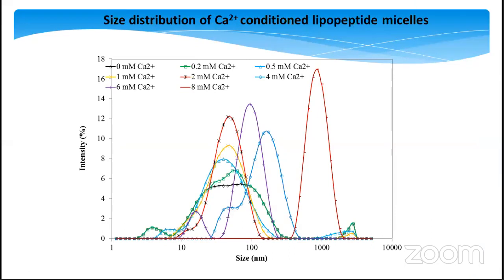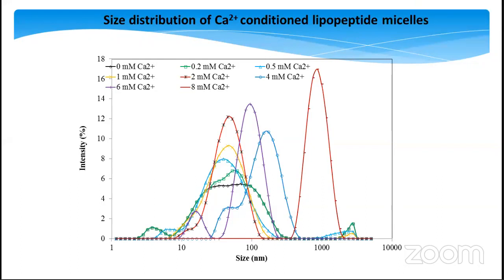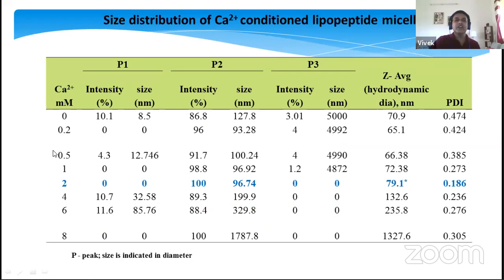So these are the results. You can see upon conditioning of the micelles with calcium, your size distribution got narrowed with respect to the increase in calcium ion concentration. Here you can see it has almost reached the average particle size of about 80 nanometers, which is what is desirable for this diafiltration approach.